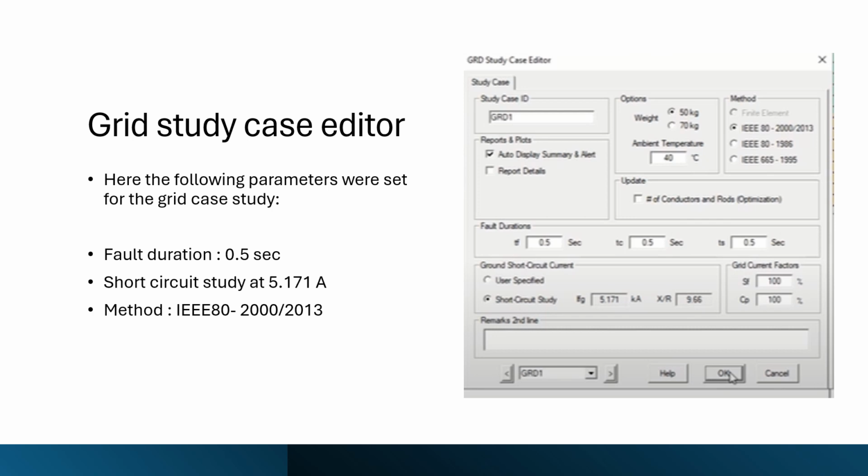So, in this slide, we will discuss the grid study case editor. Here we have the following parameters for the grid case studies. Fault duration of the system is 0.5 second. Short circuit study at 5.171 ampere. We have been using here the method IEEE 80-2000/2013.